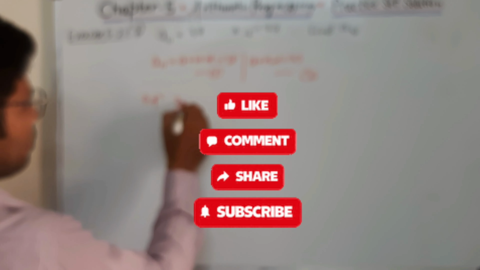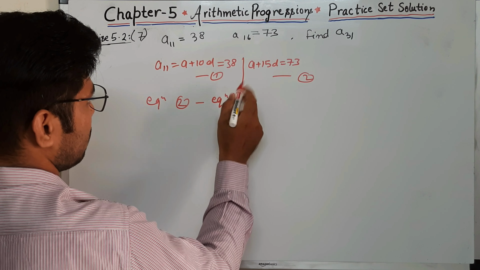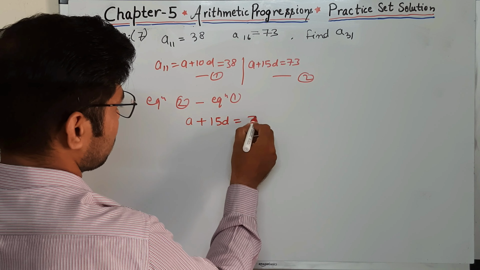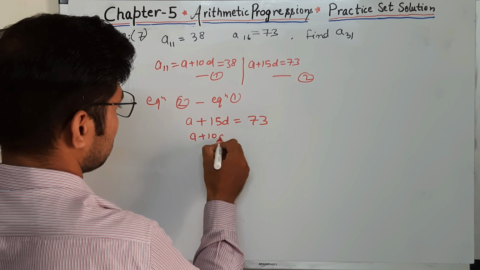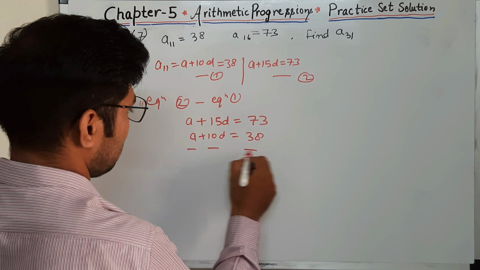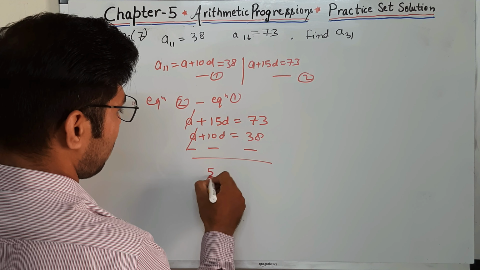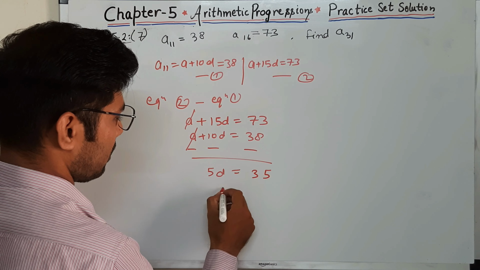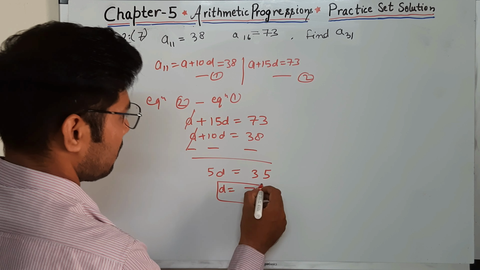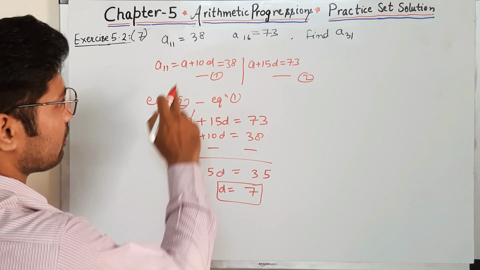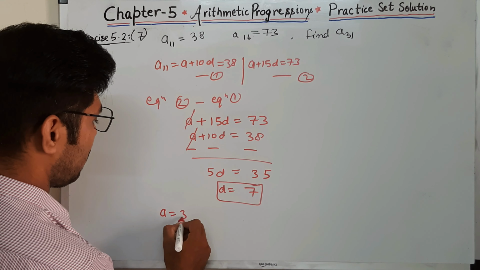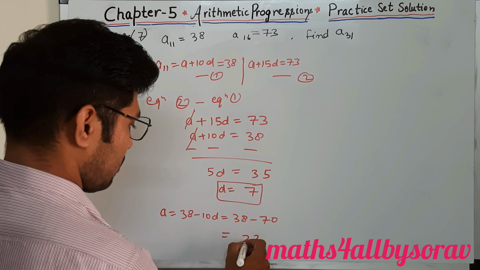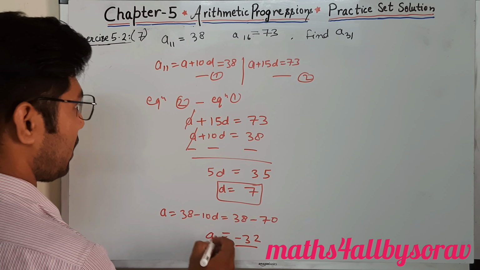Do equation 2 minus equation 1. Once you cancel it, let me tell you the process also. If you subtract, this will be cancelled, you will be left with 5d and the difference here is 35. d will be 7. Okay, now we can easily get the value of a. a is equal to 38 minus 10d, which is 38 minus 70, that is minus 32. Okay, so a will be minus 32.